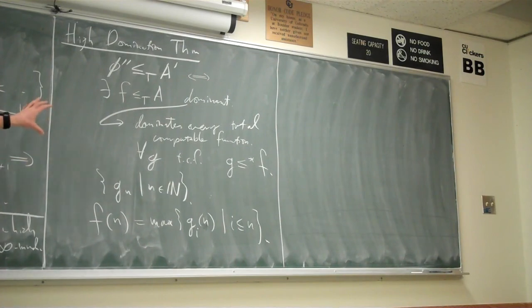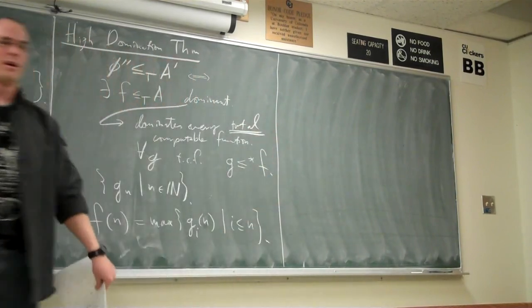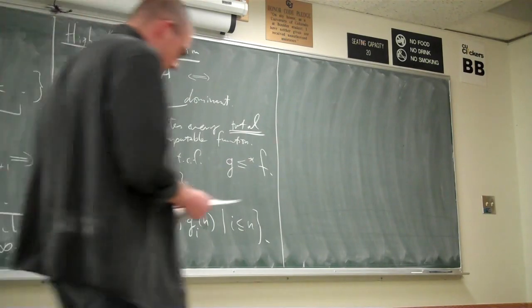Everybody happy with dominant now? Right, and you notice me checking my notes, of course. It's clear that if you think about the proof, you need totality, but you only dominate the total functions. You don't care about the partial ones. This will be a key fact in the proof here.